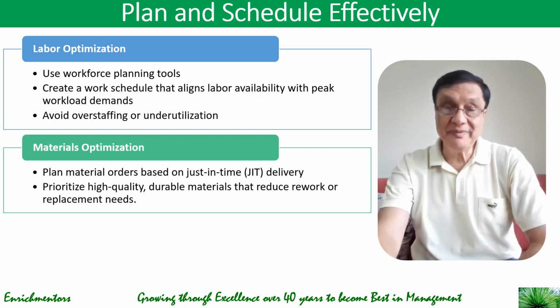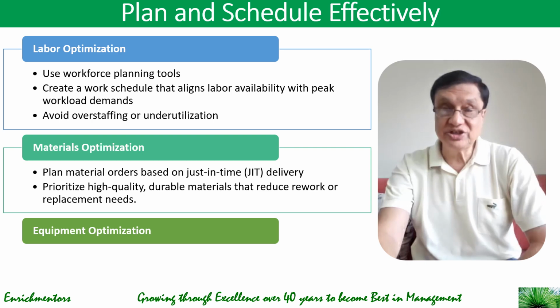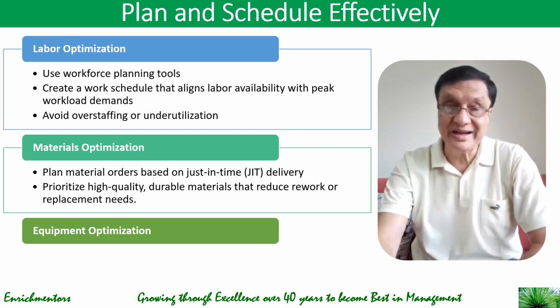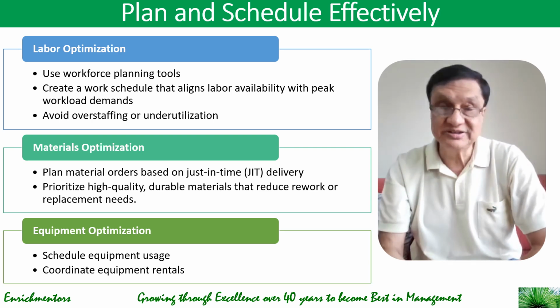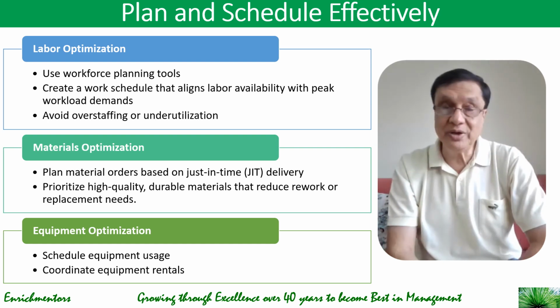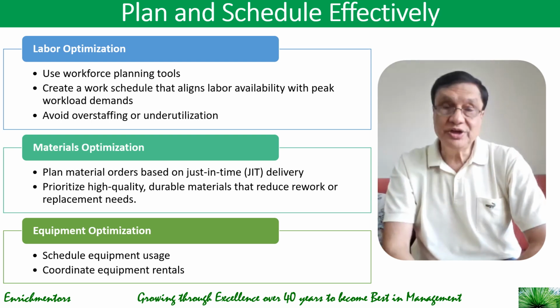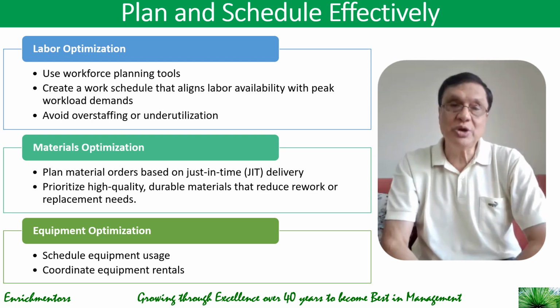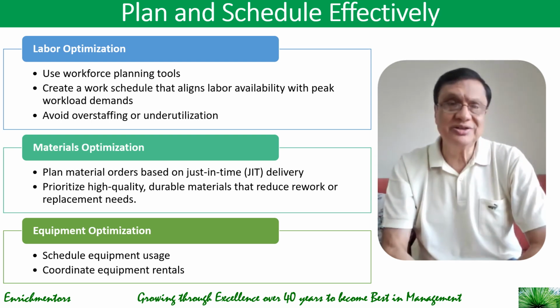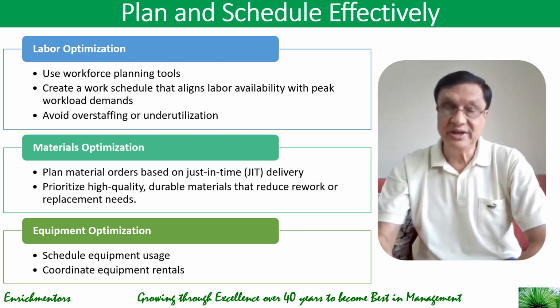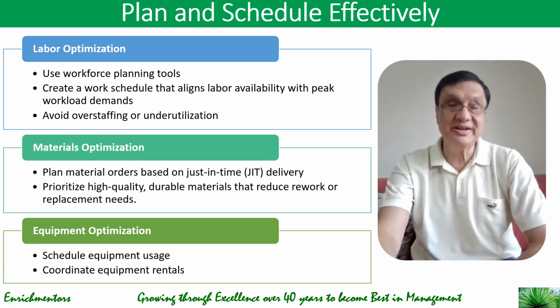Equipment optimization can be done by scheduling equipment usage to prevent idle time and overlapping demands, and coordinating equipment rentals to match project timelines and avoid unnecessary costs. So you need to align again. So it's all in planning and scheduling. The critical thing is to align your availability with when you need them, whether it is labor, material, or equipment.